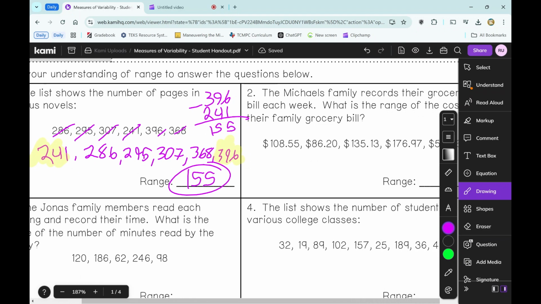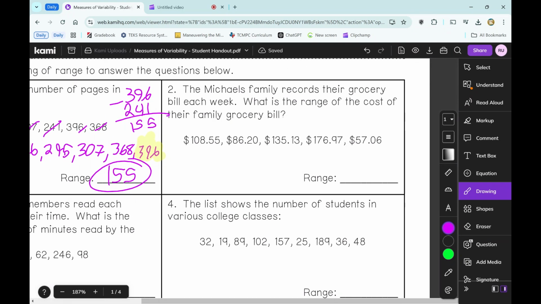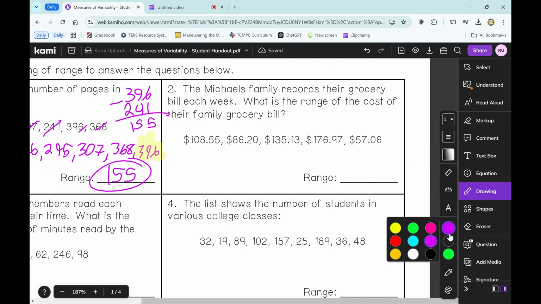So we're going to do the same thing for number 2. The Michaels family recorded their grocery bill each week. What is the range of the cost of their family's grocery bills? In order to solve this, I am going to take these numbers and put them in order from least to greatest. So I will start with the lowest.